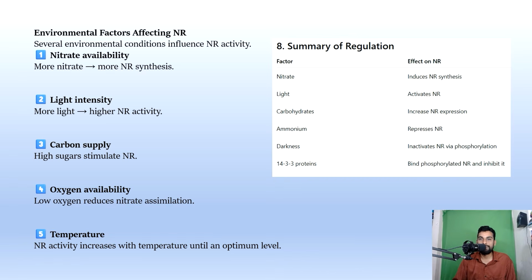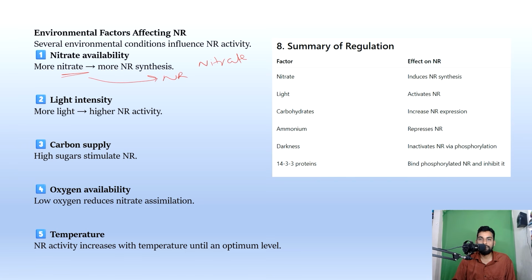Okay. The first one is nitrate availability. If there is excessive nitrate, then nitrate reductase will be more. Why? If there is no nitrate, the plant needs to produce nitrate. It requires more energy, so the plant has to waste its energy. So if there is excessive nitrogen, then the plant produces excessive nitrate reductase.